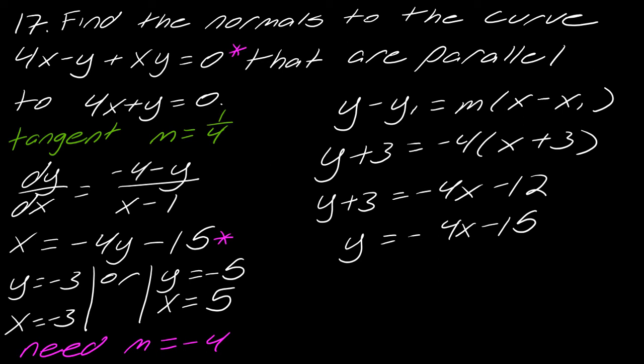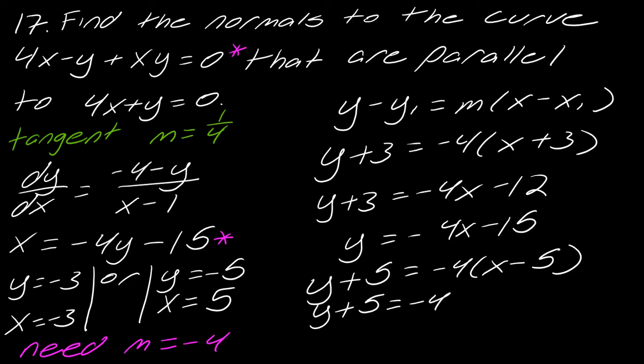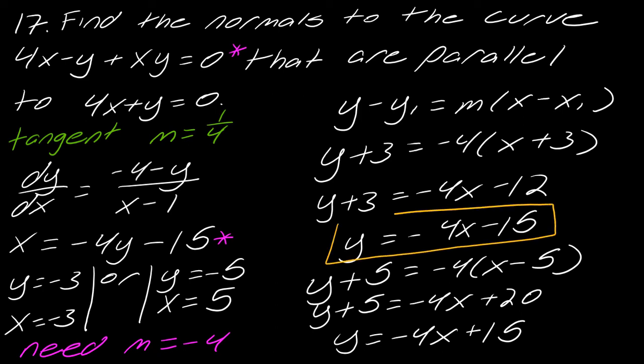And then for my other normal, I'm going to have y plus 5 equals negative 4 times x minus 5. So now I've plugged this point into my point slope form. If I simplify this, I get y plus 5 equals negative 4x plus 20. So then this becomes y equals negative 4x plus 15. And so here are my two normals. That was the actual answer to the question. That was definitely a tough one.